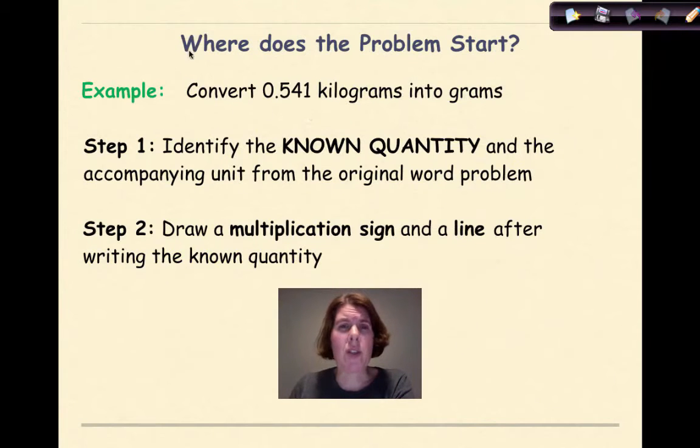So our first question is, where does the problem start? Let's look at an example here. Convert 0.541 kilograms into grams. Our first step is to identify the known quantity, the number that they give you, and the accompanying unit from the original word problem. In this case, the known quantity would be the 0.541 kilograms. The next thing that I teach my students to do when we're doing dimensional analysis is to draw a multiplication sign and a line after writing the known quantity.